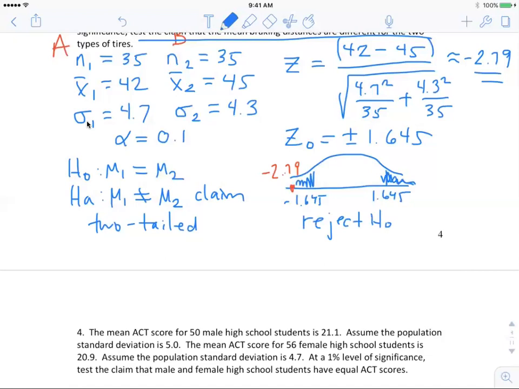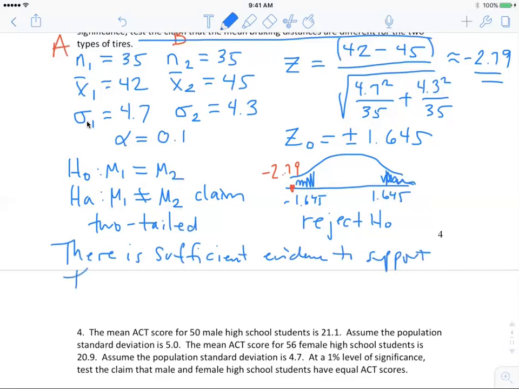Finally, we need the conclusion. Coming up with your conclusion is the same as we've done before. Use that little conclusion chart, page 1 of this handout. H sub A is the claim. We rejected H sub 0. So if you rejected H sub 0, you can support H sub A. There is sufficient evidence to support this claim. Okay, and that would be it.